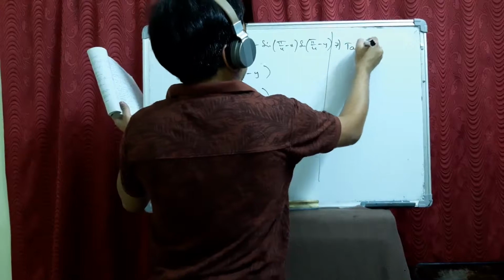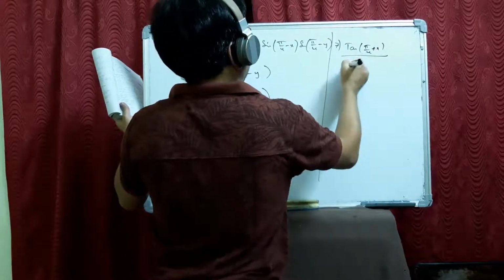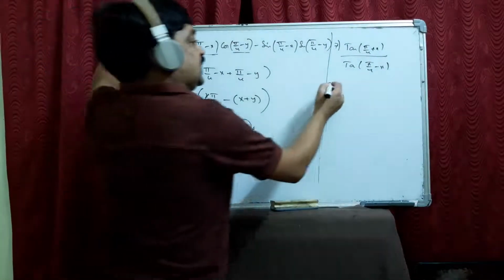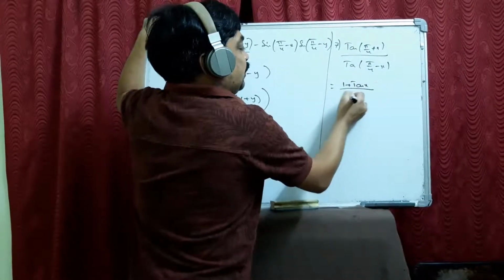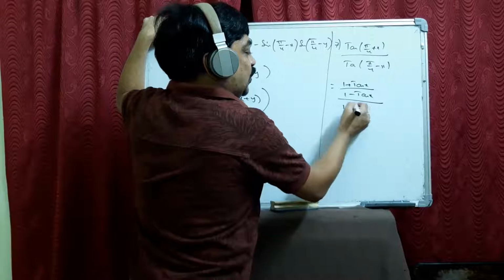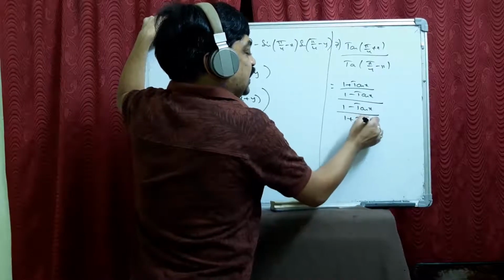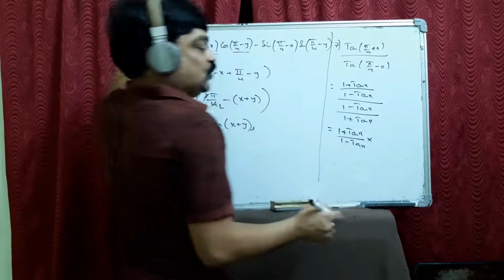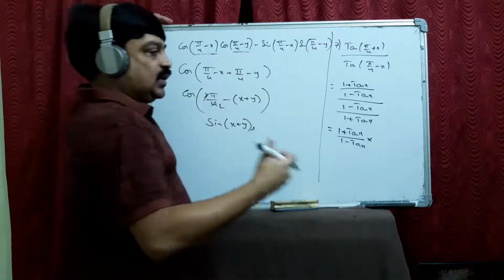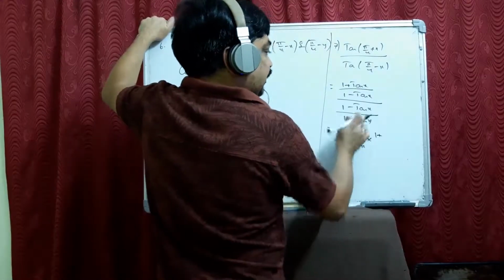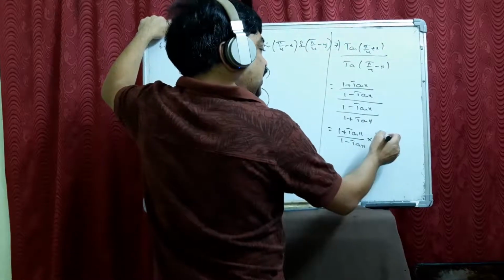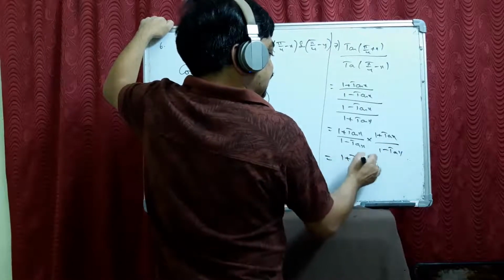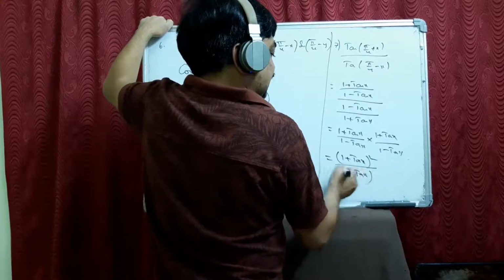You can take this form as a formula actually: tan(pi by 4 plus x) by tan(pi by 4 minus x). So tan(pi by 4 plus x) is nothing but 1 plus tan x by 1 minus tan x when you apply the formula, and the denominator becomes 1 minus tan x by 1 plus tan x. Now you can write it as 1 plus tan x by 1 minus tan x. When you have two fractions, one upon the other, you can take the reciprocal and multiply by 1 plus tan x by 1 minus tan x. It becomes (1 plus tan x) whole square by (1 minus tan x) whole square.